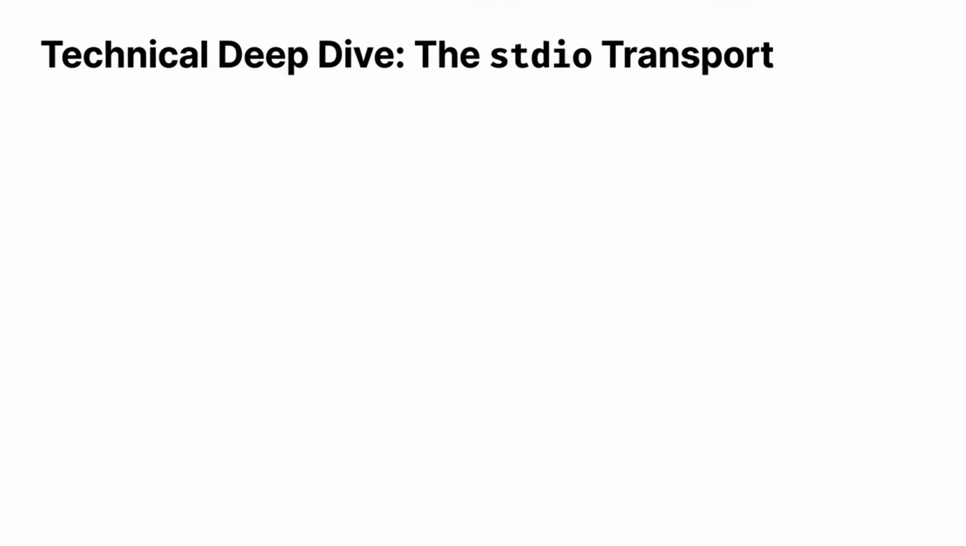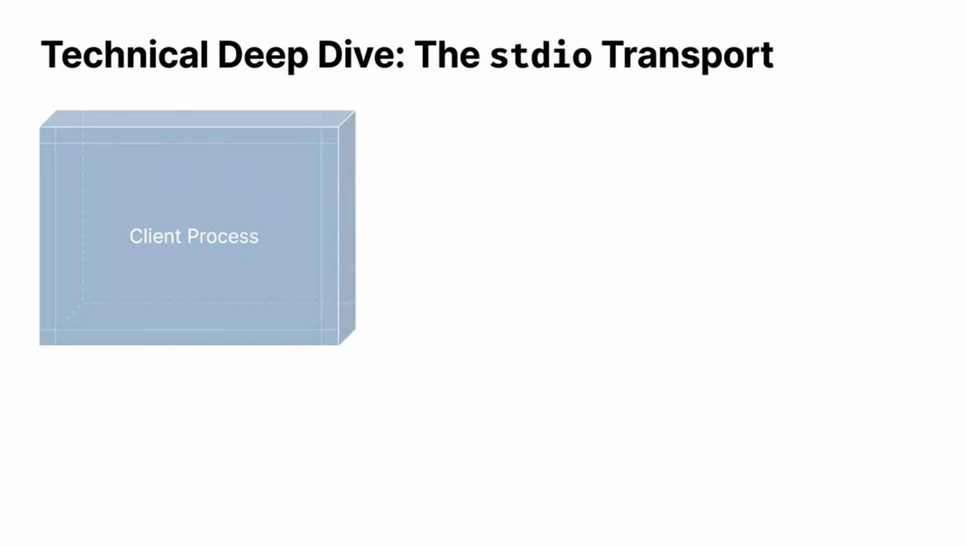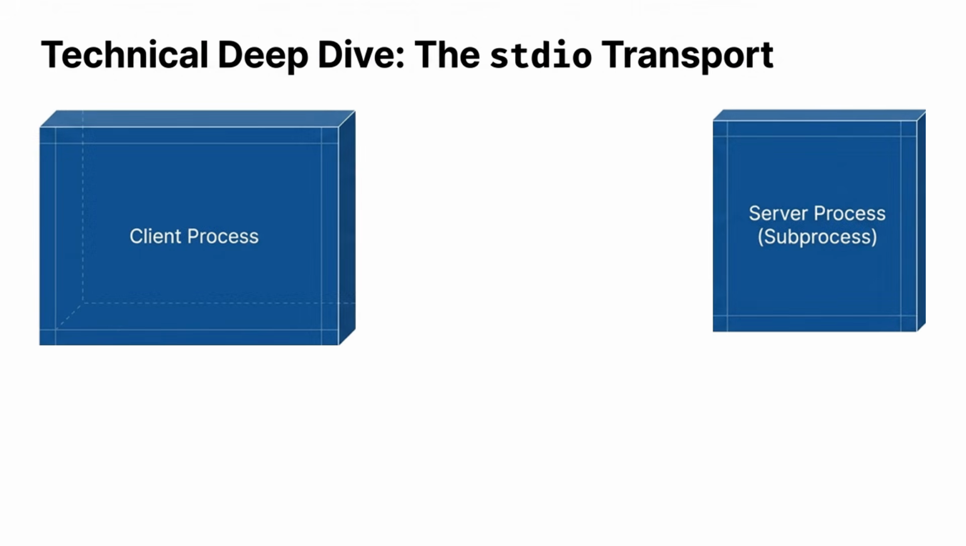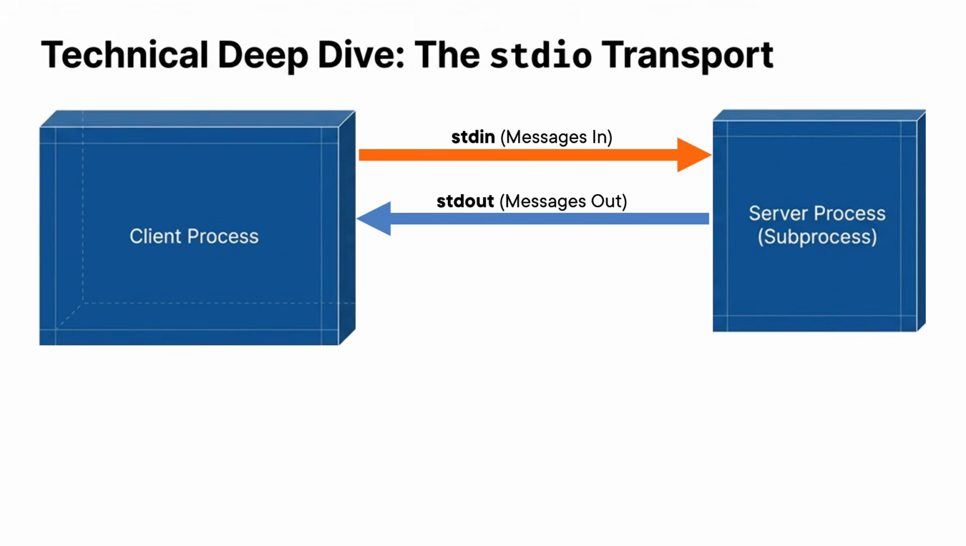Since it's so good, let's get under the hood of STDIO. In this setup, we again have the client process and the server process. Here, the client launches the server as a sub-process and they talk through three pipes. The first pipe is the STDIN, where the messages go to the server. The second pipe is the STDOUT. Here, the messages come out of the server and go to the client. And finally, we also have the STDERR, which is the standard error. This is a dedicated channel just for logs.